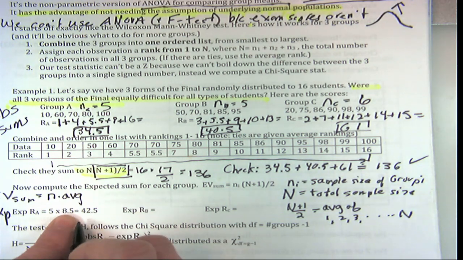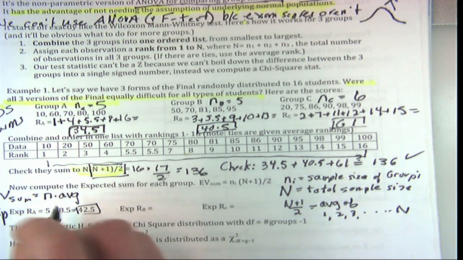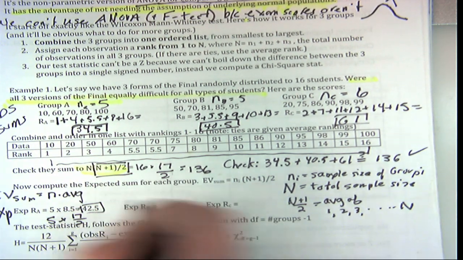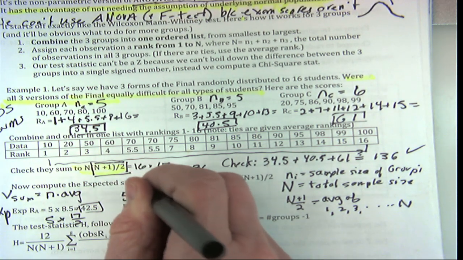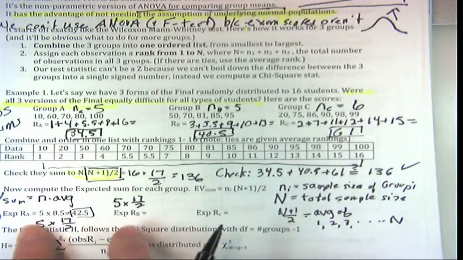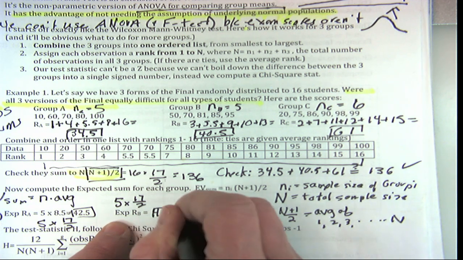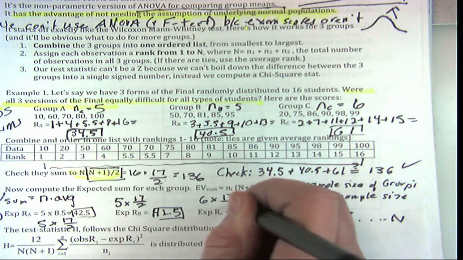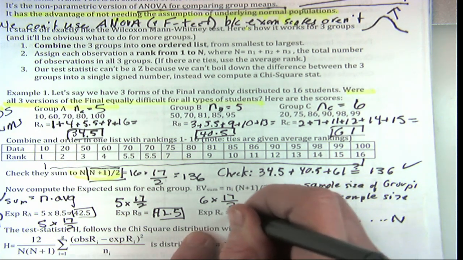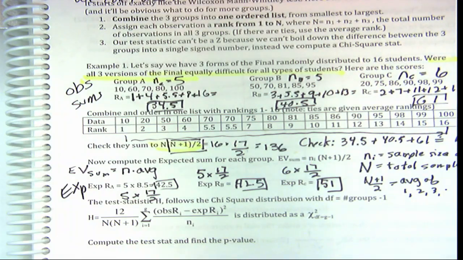This is n times the average right here. You know, right? 5 times n plus 1 over 2 is 17 over 2, and that's what we get. And the next one, this is also 5 times 17 over 2, because it also has a sample size of 5. So that's also 42.5. And what's this one? This one is 6 times 17 over 2. So this one has a sample size of 6. All right, so that's where we're at so far. And we have these observed and expected.